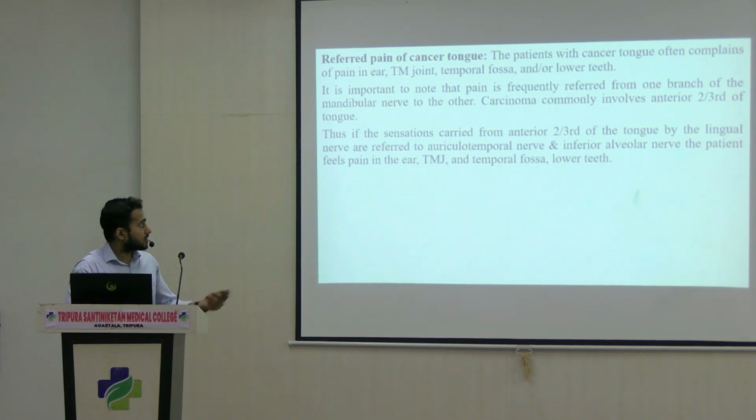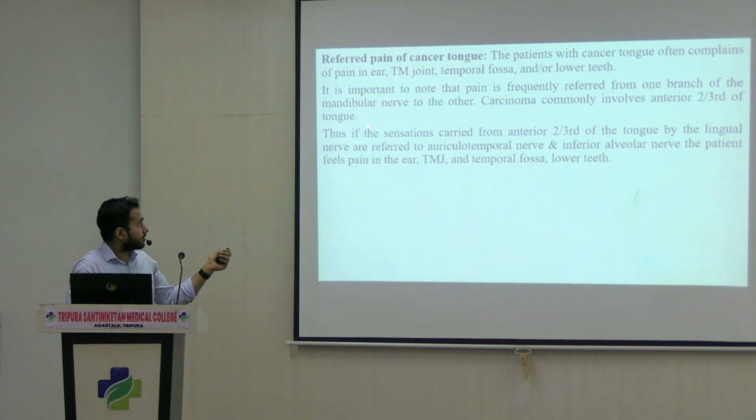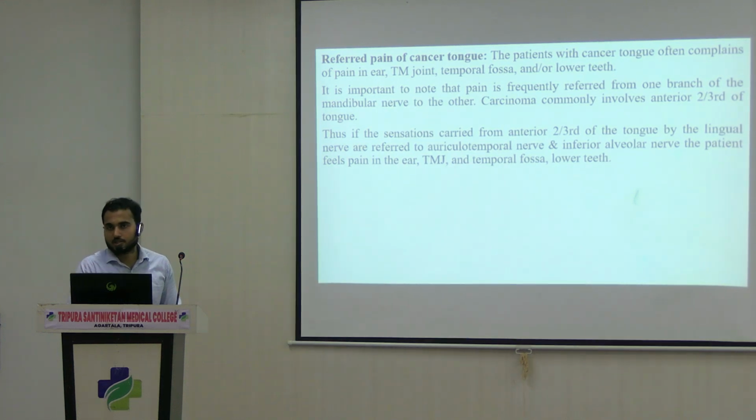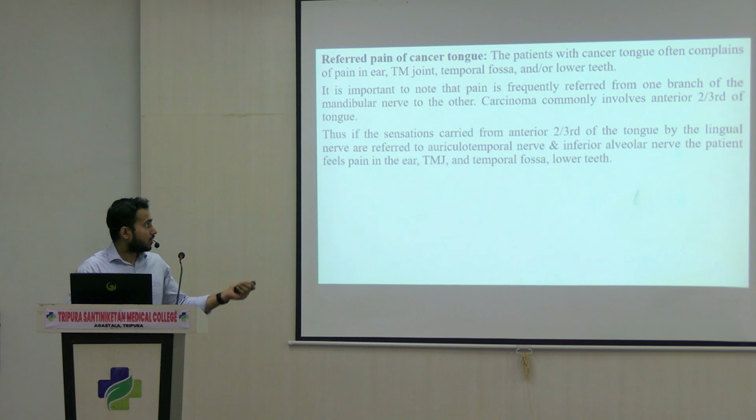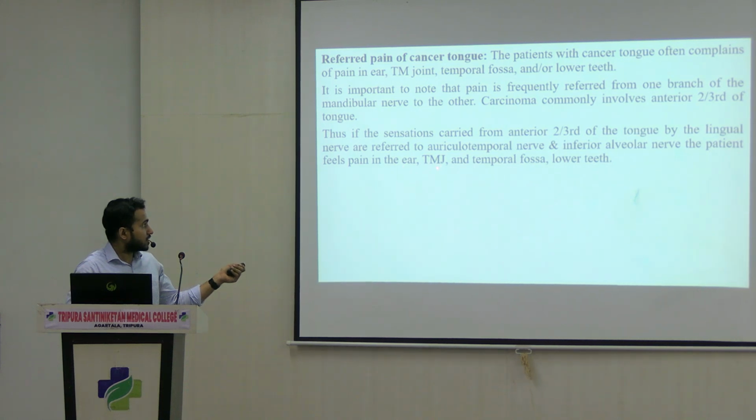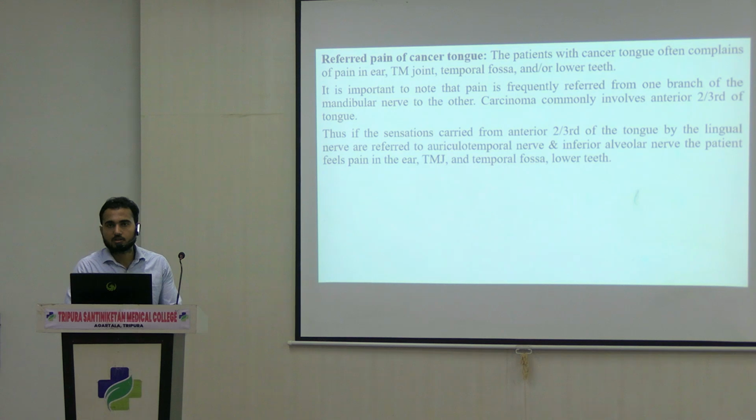Now, why is it taking place? Frequently, the pain is referred from a branch of the mandibular nerve. For example, carcinoma commonly involves the anterior two-thirds of the tongue. If the carcinoma is there on the anterior two-thirds of the tongue, what will happen? It will be carried by the lingual nerve, and the pain will refer through the distribution of which nerves? Auriculotemporal nerve, inferior alveolar nerve. And the patient will feel pain in the external ear, temporomandibular joint, temporal fossa and lower teeth.